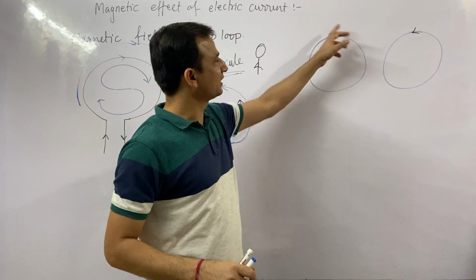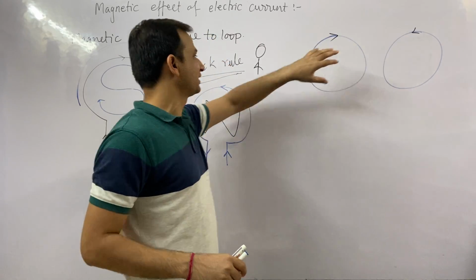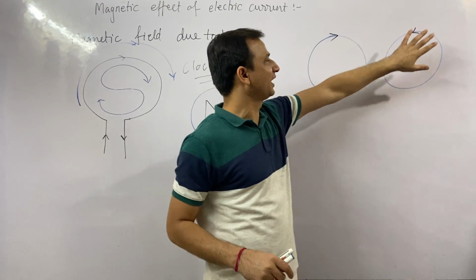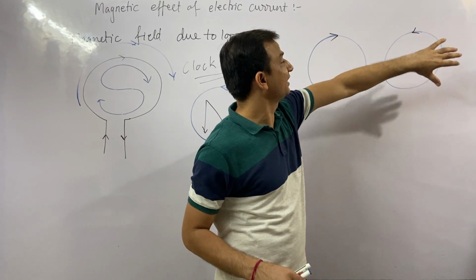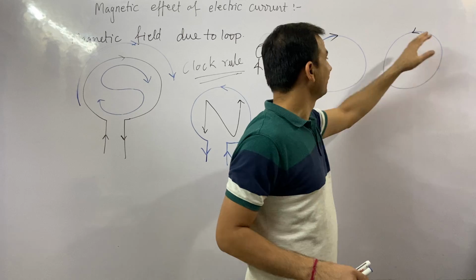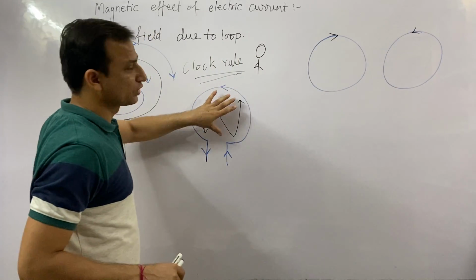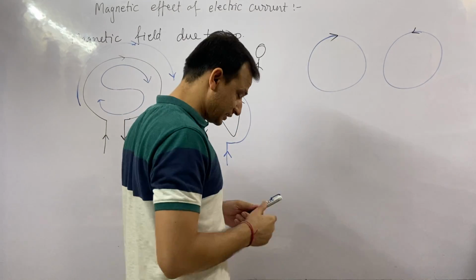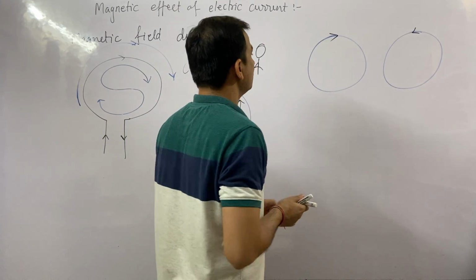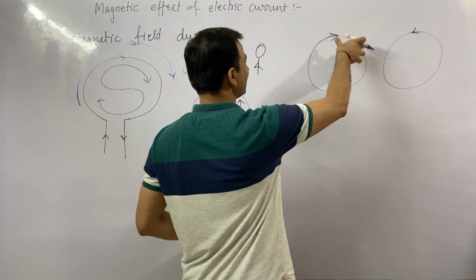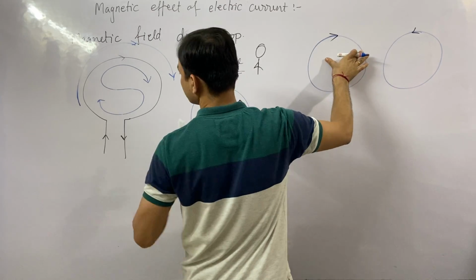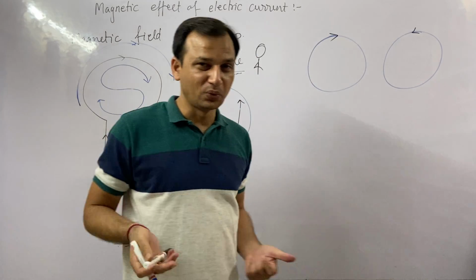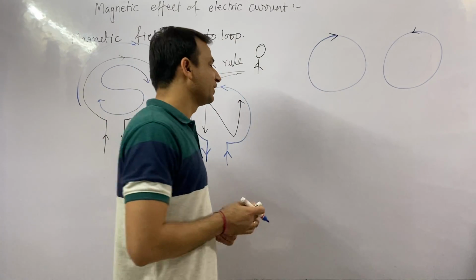Then you know this circle which is carrying current in clockwise direction will act as south pole, and the one which is carrying current in anti-clockwise direction will act as north pole, right? Provided we are facing those sides. So in this case, when the current is clockwise, it's acting as a south pole, and in case of south pole, we know the magnetic field lines go into the pole.